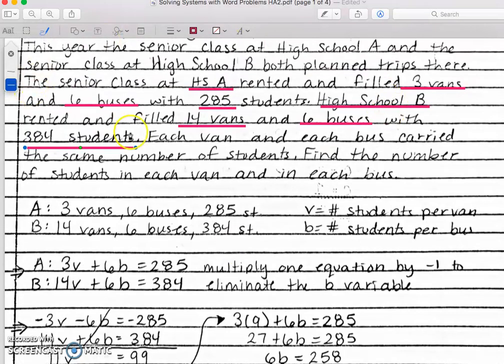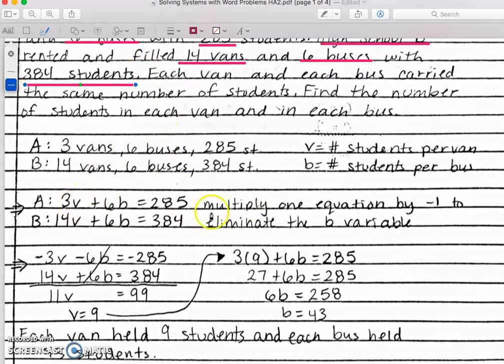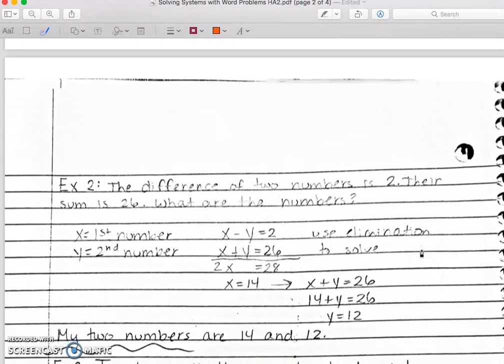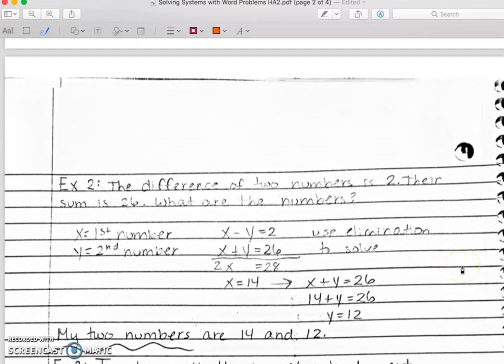So I took information from a story, used it to write 2 equations, and then I solved those equations for my variables. Our next example is a little bit different because it doesn't give nearly as much information, but it's still enough to solve it. So it says the difference of 2 numbers is 2. Their sum is 26. What are the numbers?